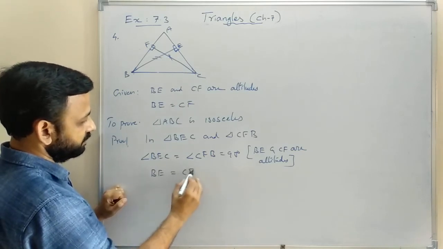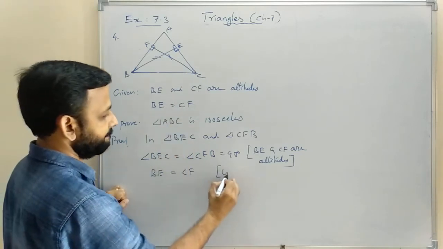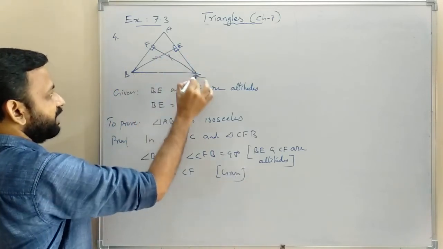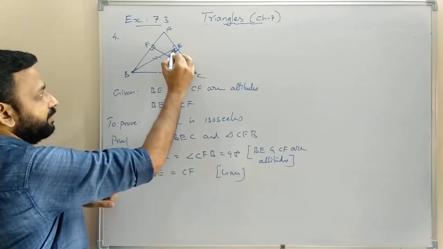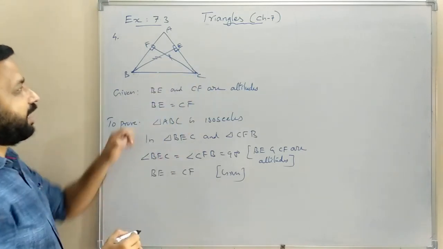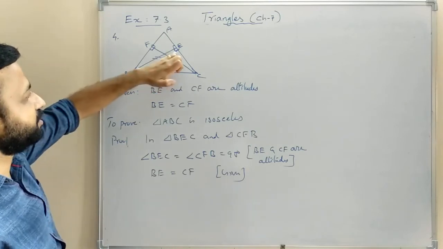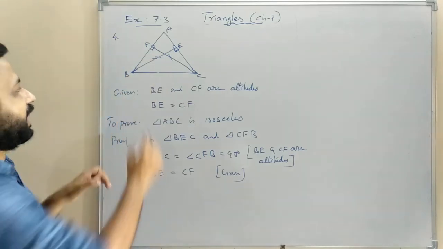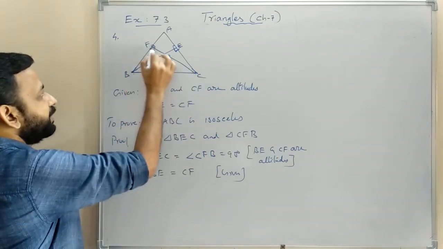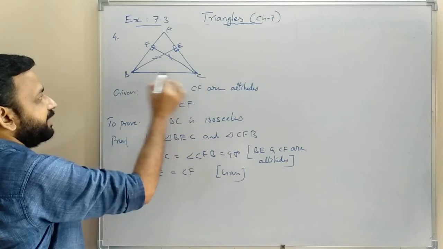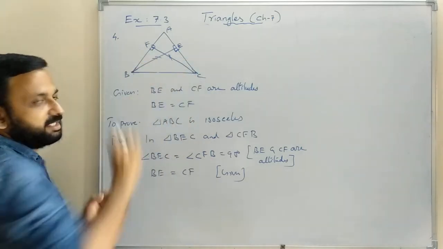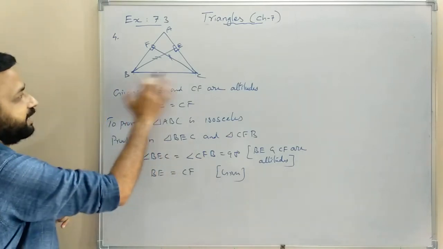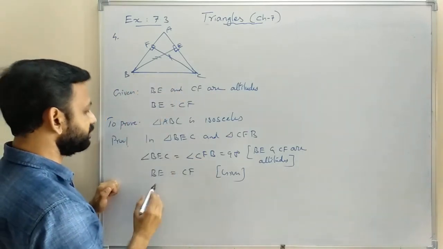BE equal to CF. That is given. Then BC of this triangle is the hypotenuse. This is a right triangle, and BC is the side opposite to the right angle. So BC is the hypotenuse of this triangle, and similarly, BC is the hypotenuse of this right triangle. Both triangles are right triangles, and the side BC is opposite to the right angle. So hypotenuse BC equal to hypotenuse BC.